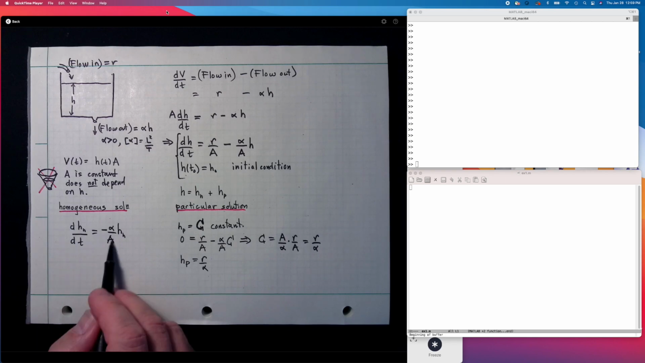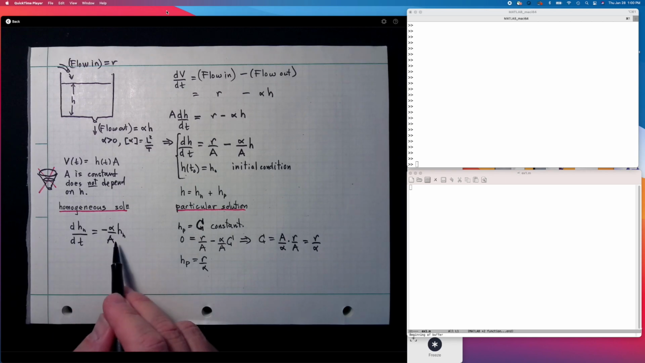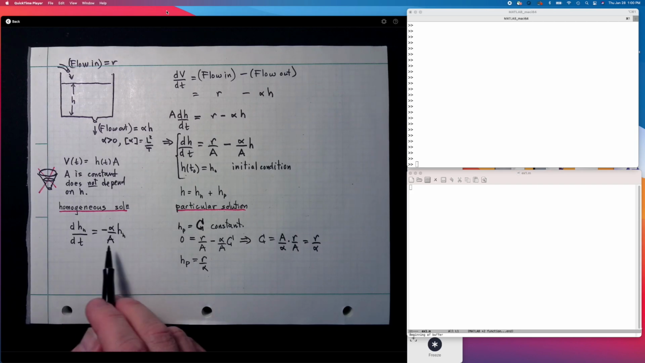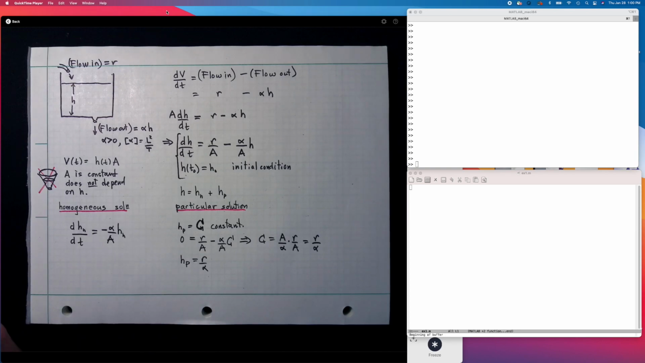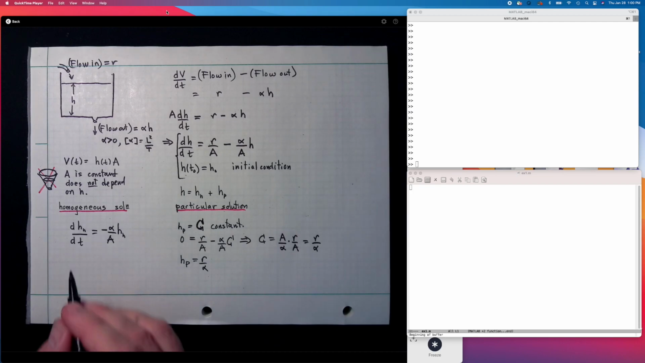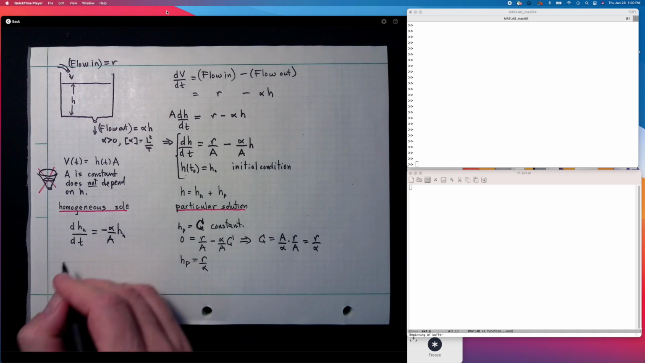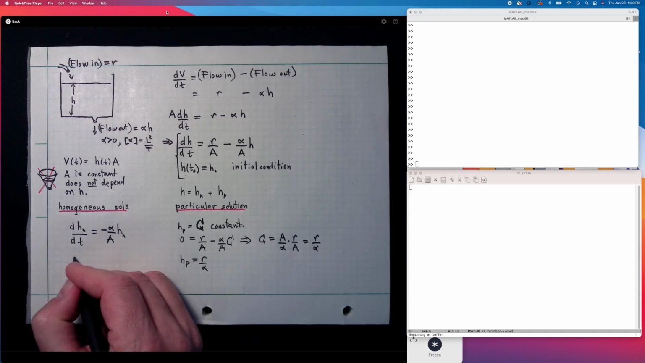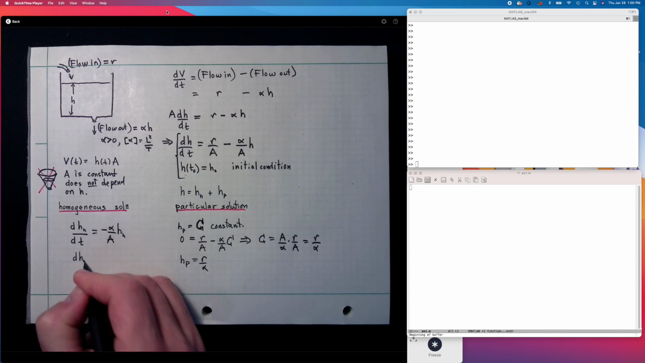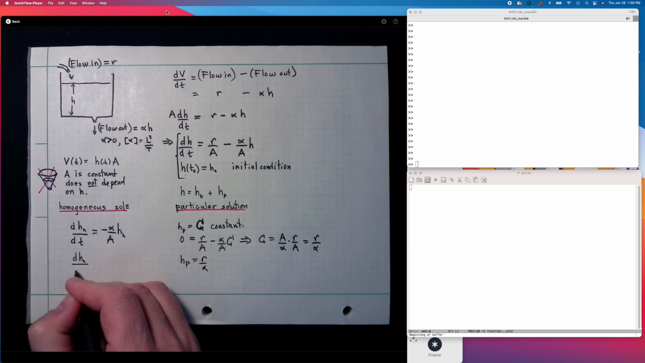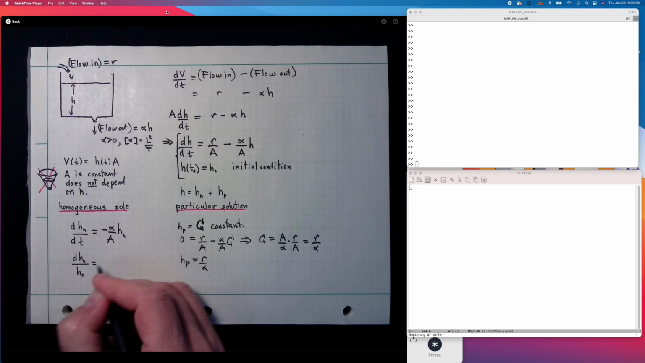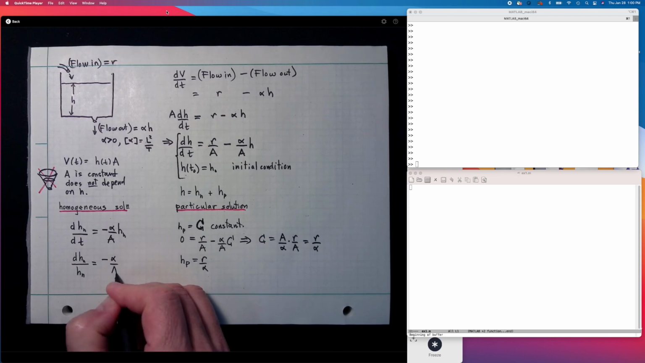Now we can't just integrate both sides, the left and the right, because the right hand side depends on h, and we don't know h yet, so we can't do this integral. This is different than the previous problem, in which we just prescribed the source and it didn't depend on the volume of water in the tank. Now it does. So one way of solving this kind of problem is separation of variables. So we end up with dh_homogeneous over h_homogeneous is equal to minus alpha over a dt.